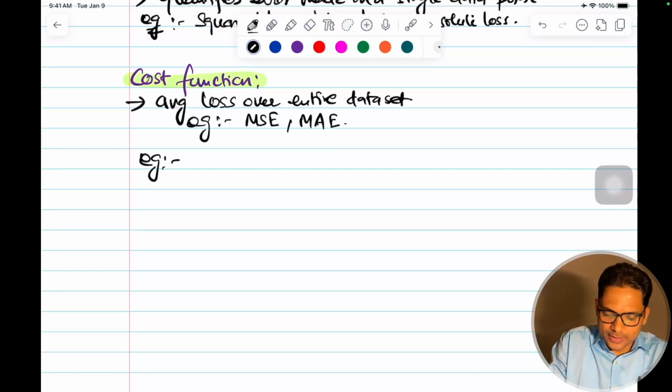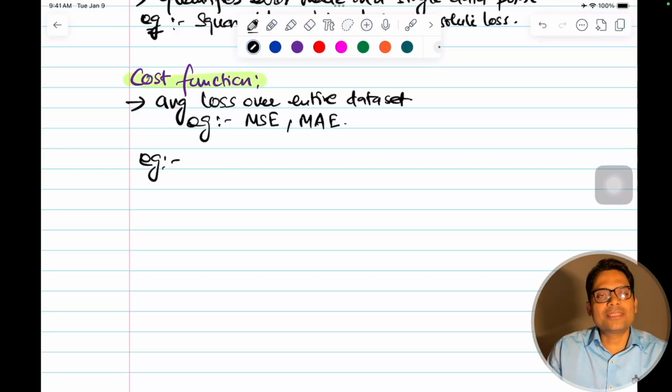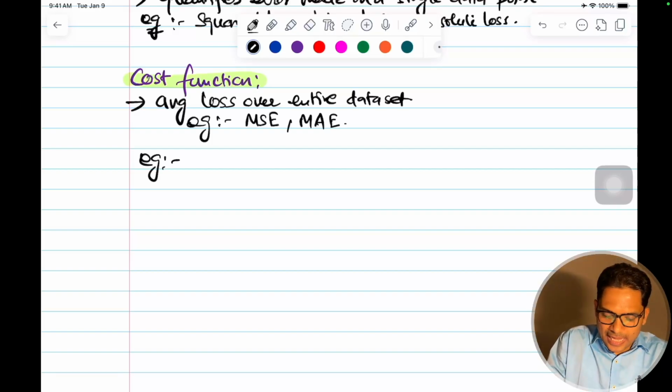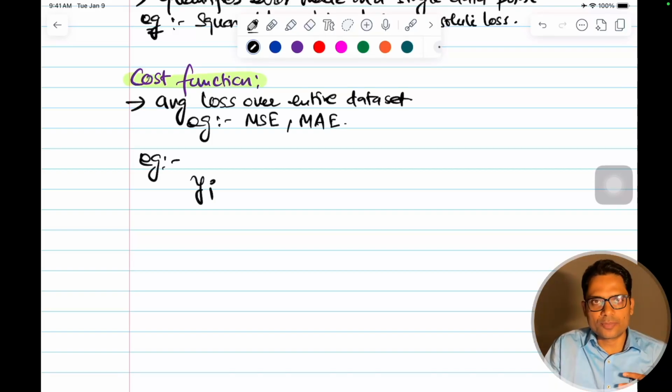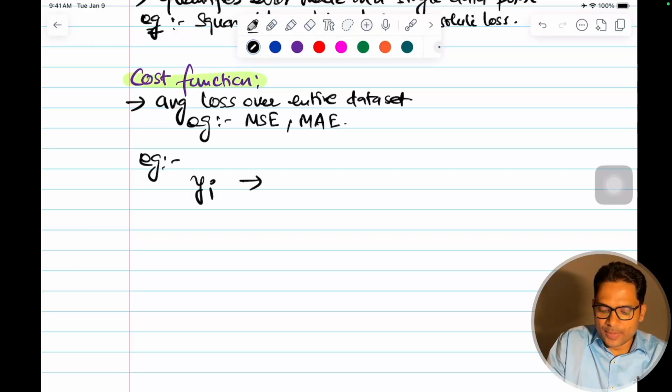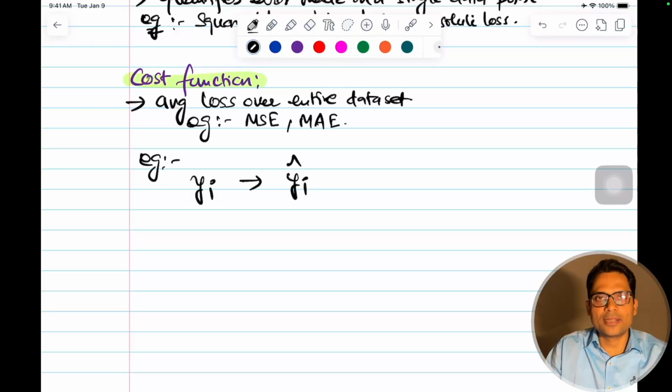Okay, algo trading. It is making predictions for stock prices, for any company, so that it makes more money and minimum loss. For each actual value, yi, which is the stock price, it makes a corresponding prediction, yi hat.